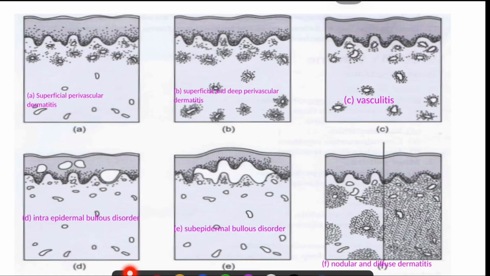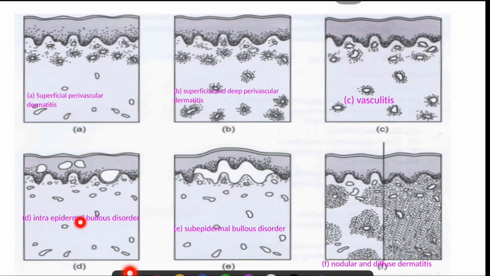Superficial perivascular dermatitis means only the superficial dermis shows perivascular inflammatory cell collection, these are the vessels. So, this is a superficial perivascular dermatitis. Superficial and deep means the superficial dermis as well as the deep dermis shows vessels, and dilated vessels are surrounded by inflammatory infiltrate. Vasculitis, here the vessels are not only having perivascular inflammation, but there are some changes in the vessel wall also that we will learn in the next slides.